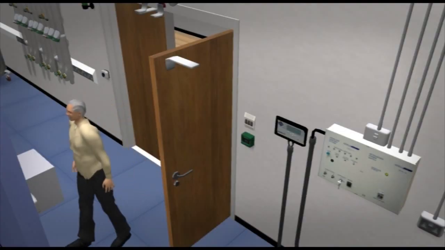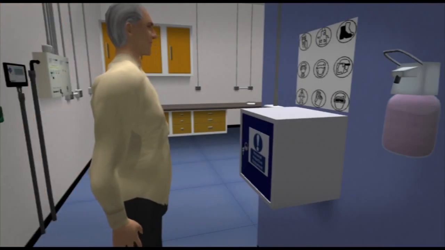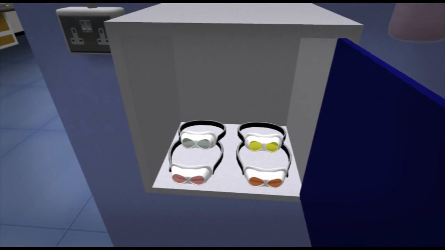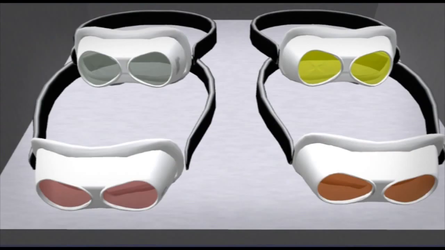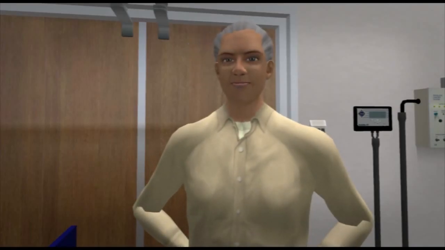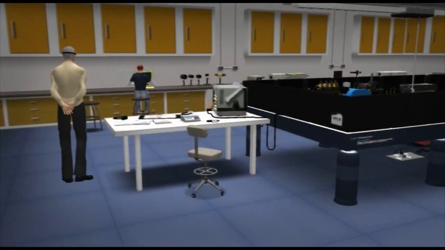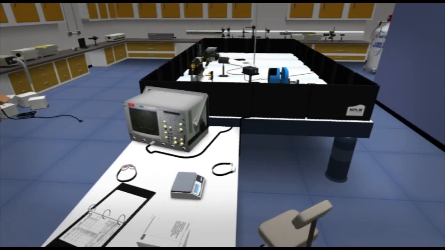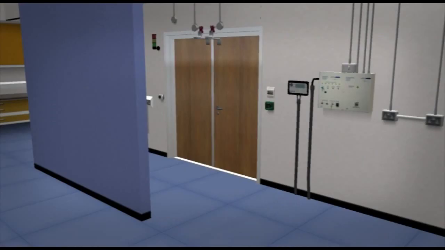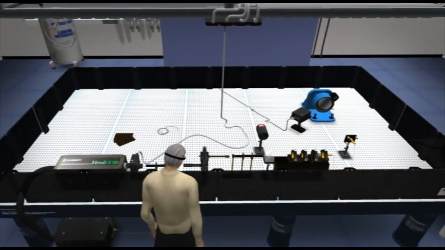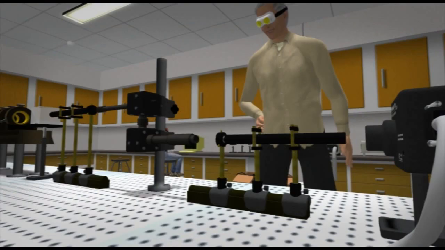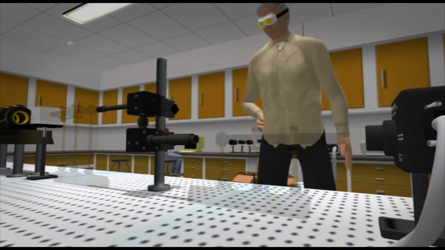Some of the examples used in this video are based on real-life incidents. Eyewear is always used as a last resort if other measures are not available to protect you against optical radiation. It is essential, however, that you wear them during laser alignment, as the normal engineering and administrative controls may be disabled.